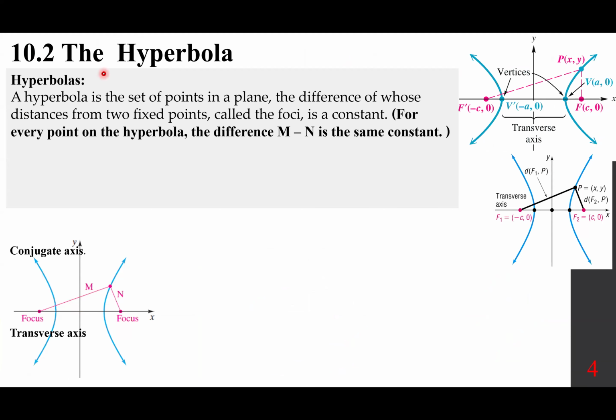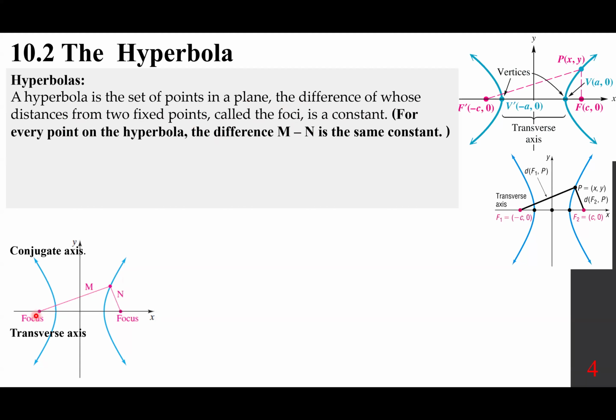Now to the hyperbolas, and these are various shapes. A hyperbola is the set of points in a plane, the difference of whose distances from two fixed points called the foci is a constant. Remember, in the case of an ellipse, it is the sum. Now it's the difference. For every point on the hyperbola, the difference m minus n is the same constant.